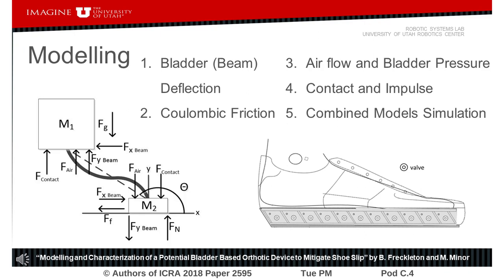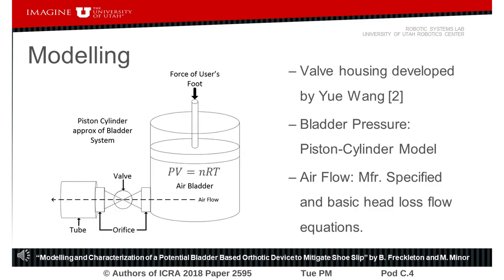The forces included in the analysis are the rubber compliance of the bladder walls, characterized by post-buckled beam models, coulombic friction, airflow and bladder pressure, and contact mechanics. Understanding airflow behavior is critical for design of the device. Faster airflow creates greater impact forces, increasing the friction coefficient during impact and therefore increasing slip mitigation.